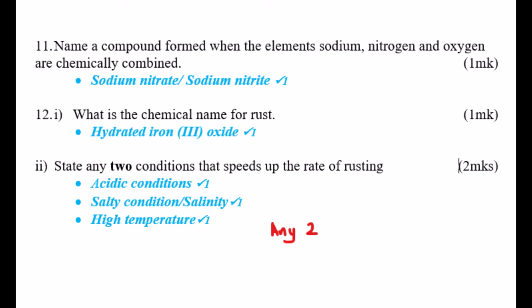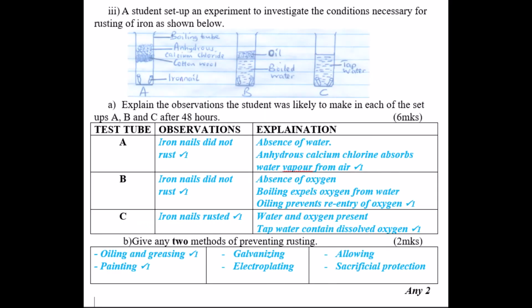Rust is basically hydrated iron 3 oxide. Remember, it is iron that reacts with oxygen in the presence of moisture. Conditions that speed up rusting: acidity, saltiness, or what we call salinity, and high temperature. If you go on with the rusting question, the three setups as you can see them, we go direct and state what is happening in setup A. There will be no rusting.